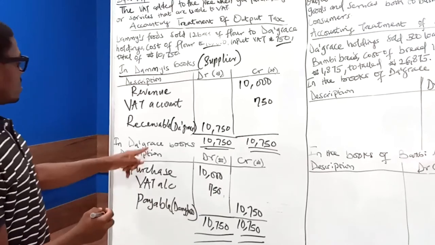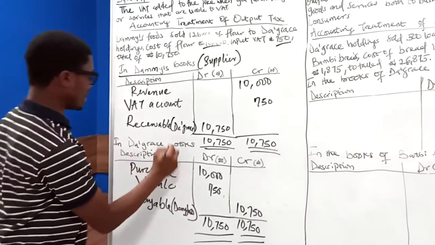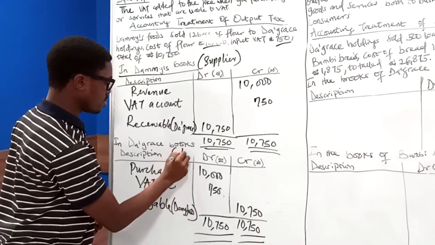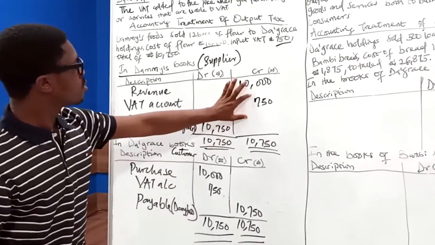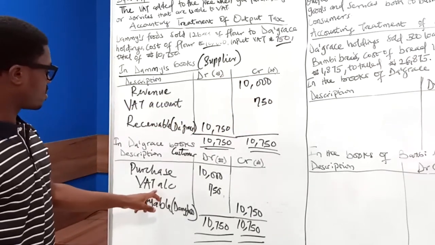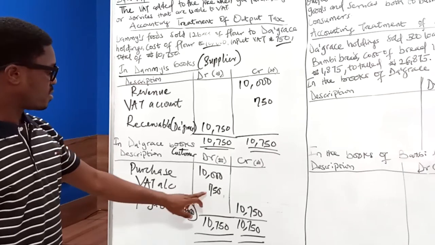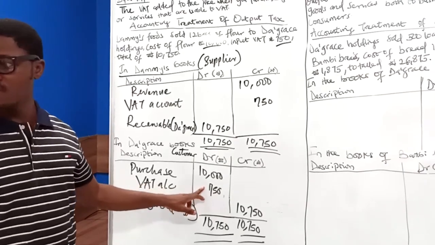With this, we have seen that Dami's Food is the supplier, Dagwes is the customer. Dami's Food remits the value added tax that is paid by Dagwes Holdings.